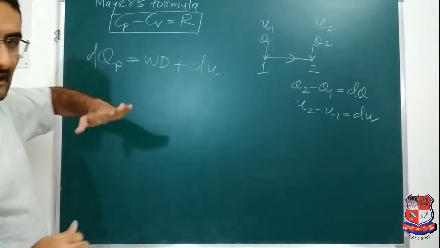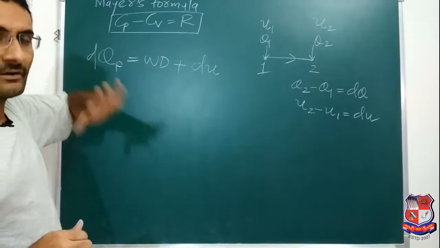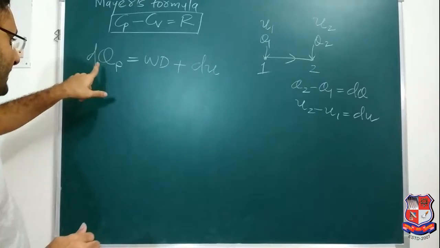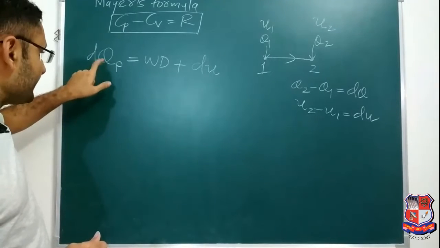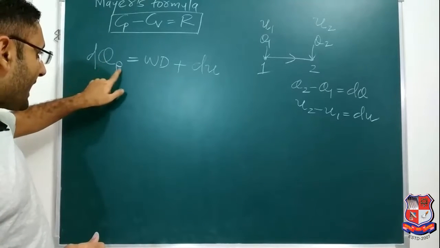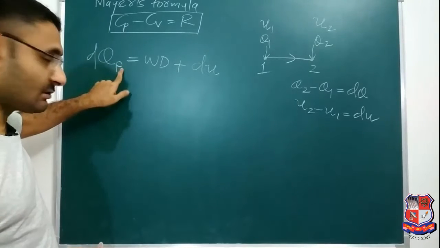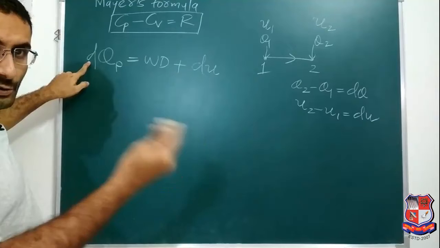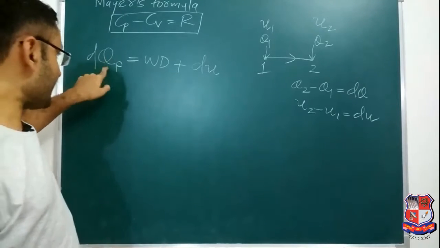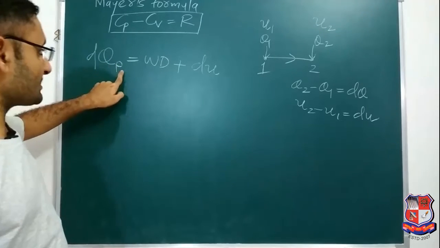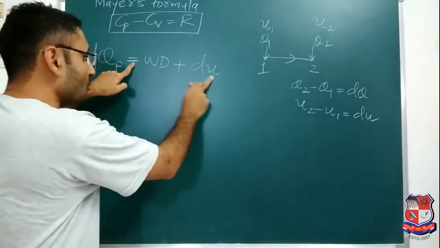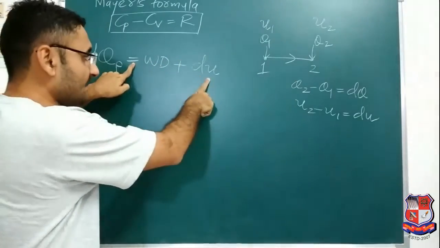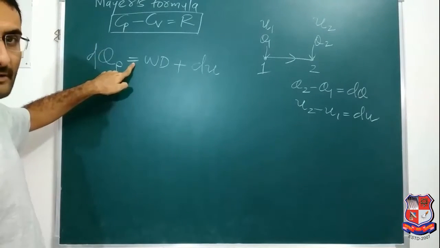So actually, one statement you have to remember, that is one type of assumption you can say. The statement is that heat is applied at constant pressure. Pressure is constant, at a constant pressure process, Q2 minus Q1. At that time, the heat that you are applying at constant pressure is utilized for two purposes. First purpose is work will be done. And second purpose is internal energy will be changed.